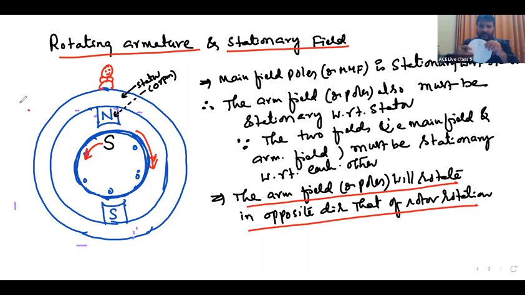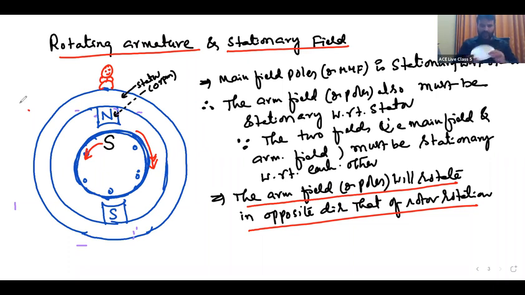But when the rotor rotates clockwise, this pole must rotate in the opposite direction. Then only it will come under the north pole. And when the rotor rotates, again this pole has to rotate in counterclockwise direction, the opposite direction. When the rotor rotates, the pole also must rotate in the opposite direction.